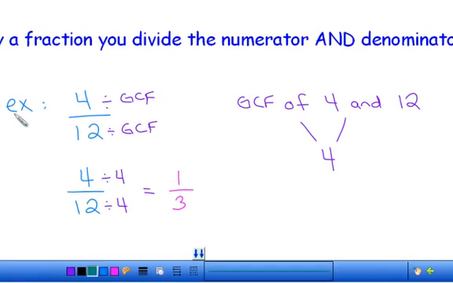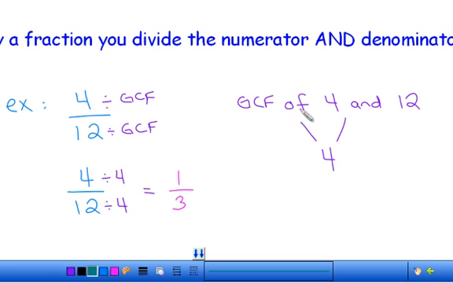Alright, so the first example I gave you is 4 over 12. And I just showed you right here that you have to do 4 divided by the GCF and 12 divided by the GCF to simplify your fraction. Now, if you look at two numbers and can't figure out what the GCF is, remember you can always do the ladder method, okay? Or you can just start dividing by the same number and eventually you'll get to the simplified fraction. And I'll show you what I mean in just a second.